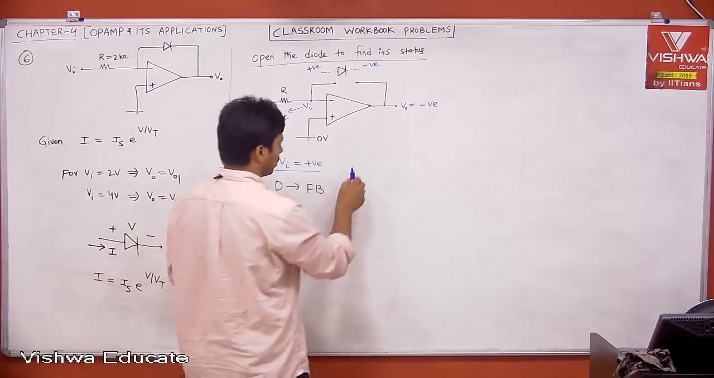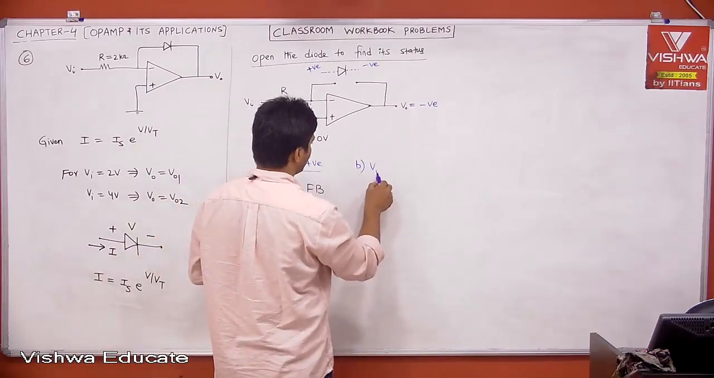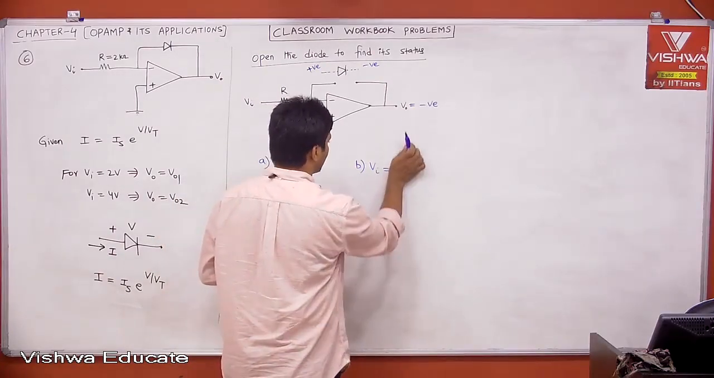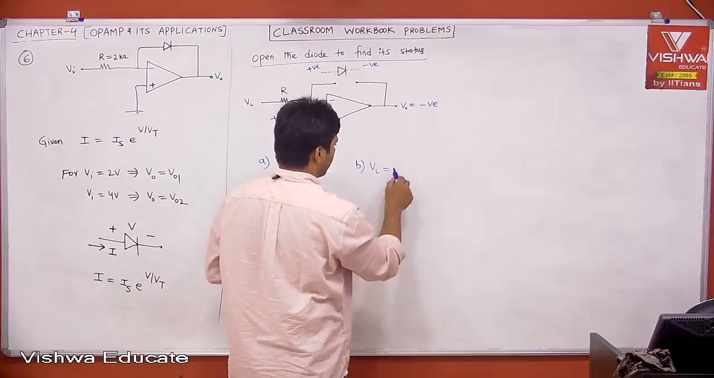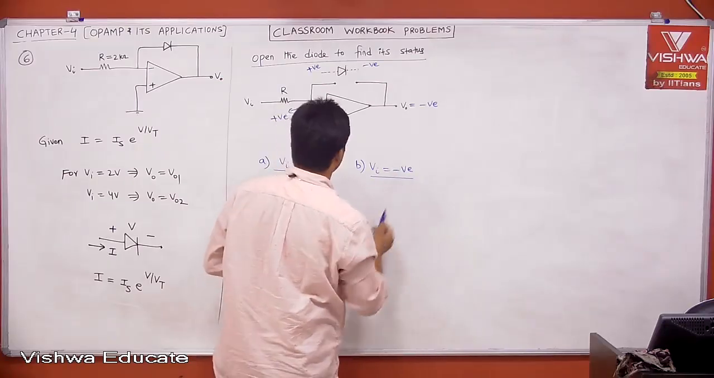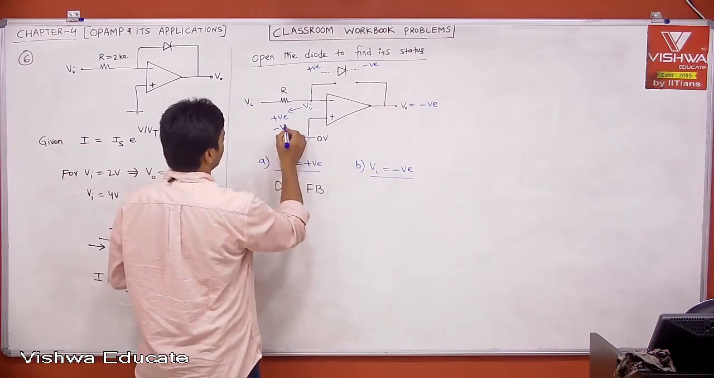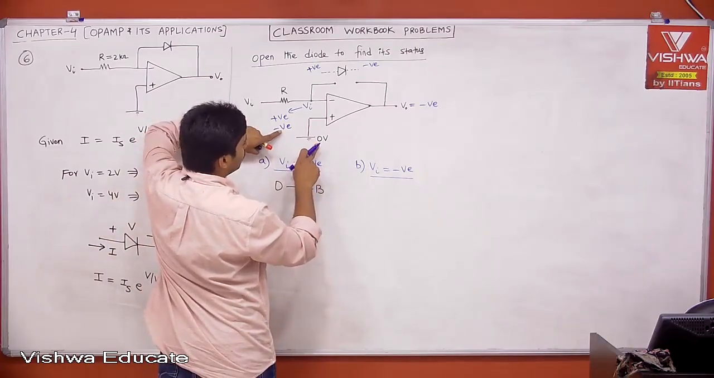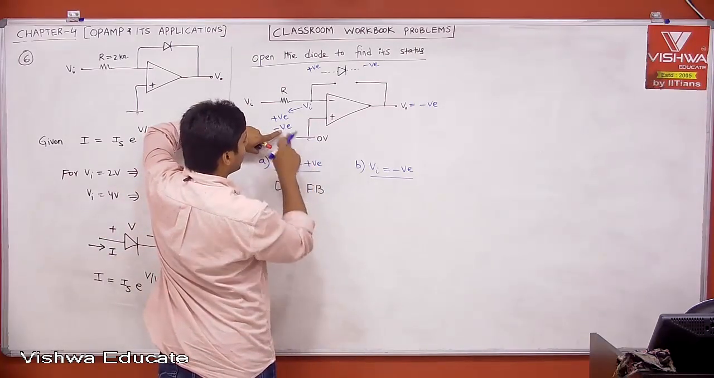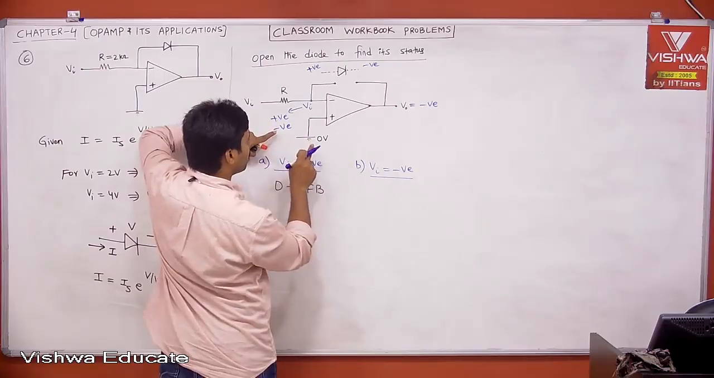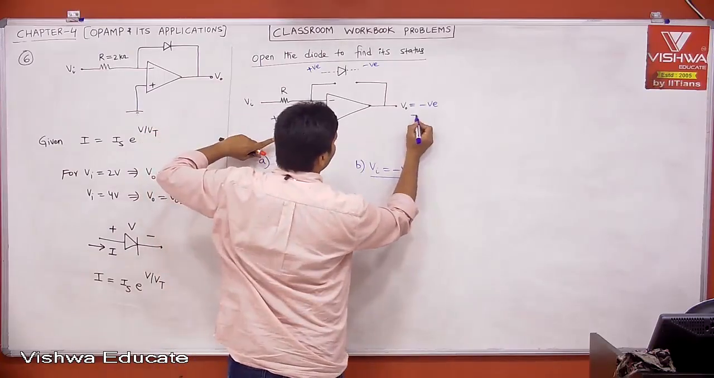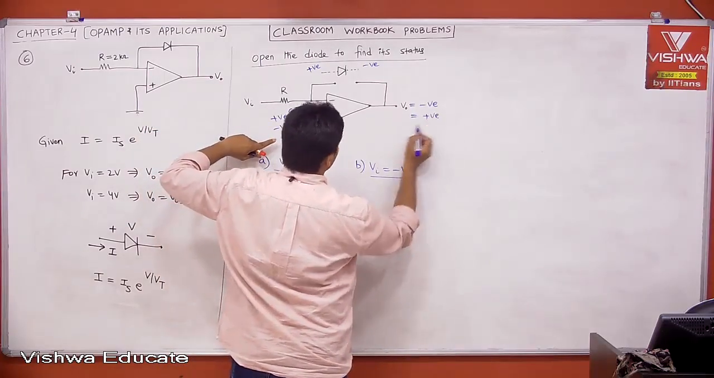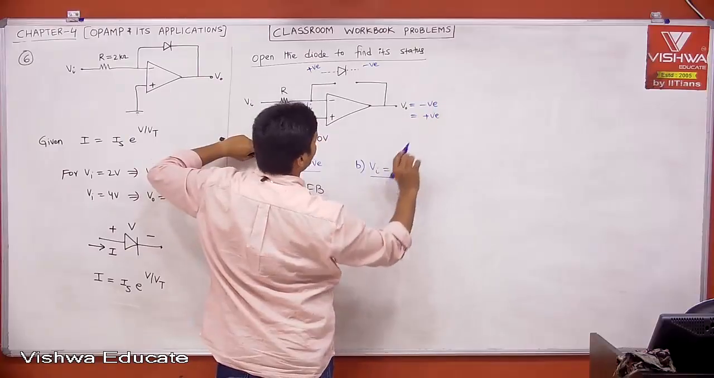Now, case B. For example, Vi is negative, the input voltage is negative. When input is negative, tell me, now this is negative. Compare 0 and then negative. Which is more? 0 is more than negative. Minus 1, 0. 0 is more. Plus is more. Then your output will be positive. Because plus VCC is positive.